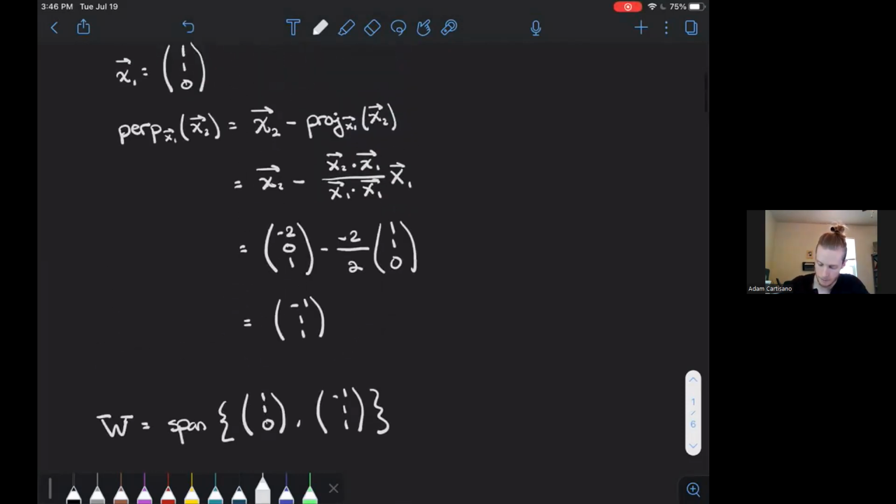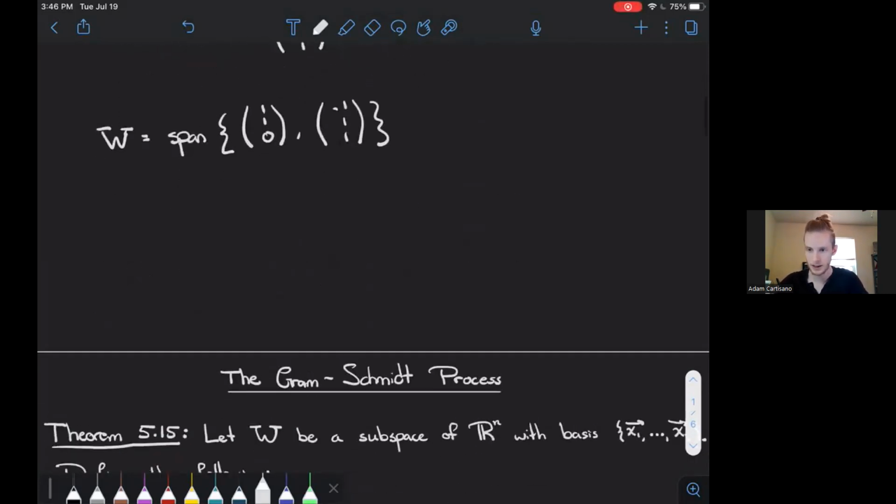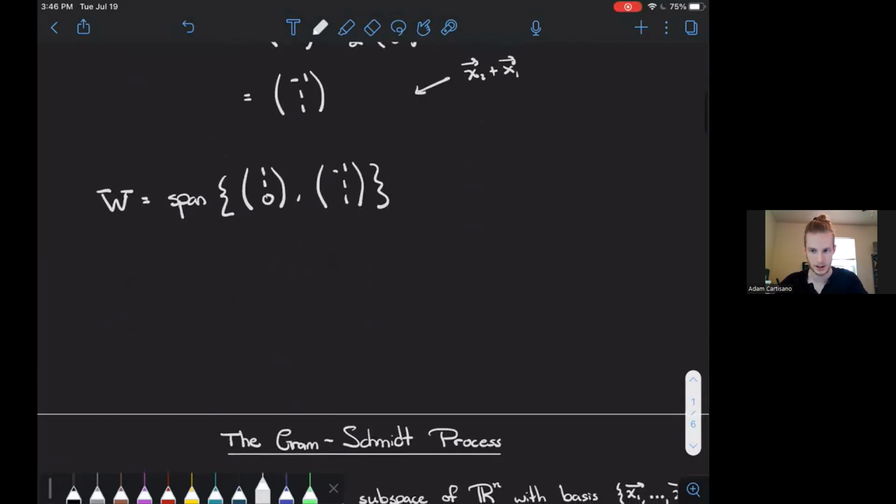Note that this new vector is just x2 plus x1, so it's definitely inside of W. It's a linear combination of the original basis vectors of W. We just took a linear combination of those vectors, so we're never going to leave the subspace by doing this. Okay, that was one iteration of the Gram-Schmidt process.